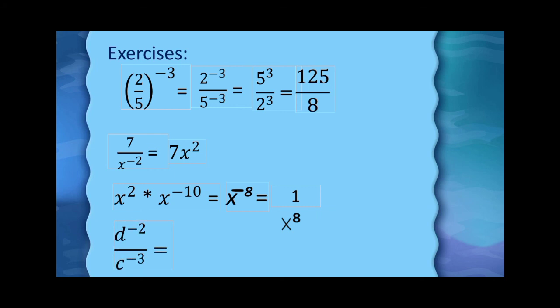And for the last one, we have d raised to negative 2 over c raised to negative 3. Since our numerator has a negative exponent and the same with our denominator, so pagpalitin lang natin yung lugar nila. So magiging c raised to the third power over d raised to 2.